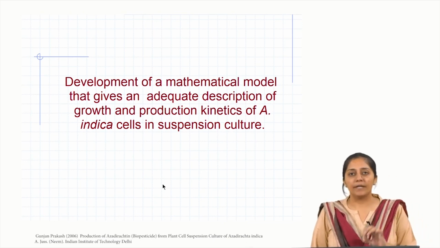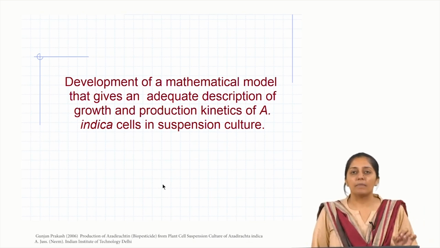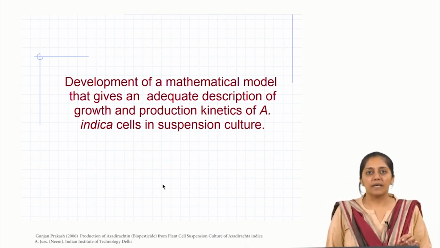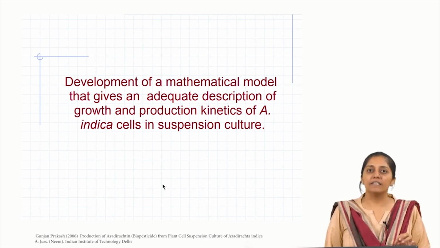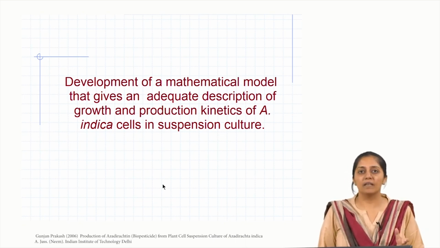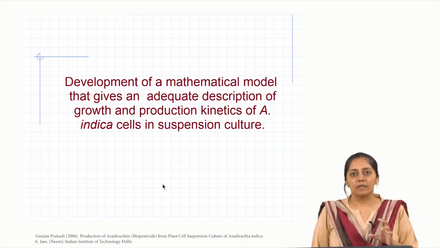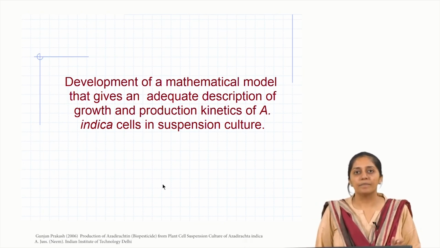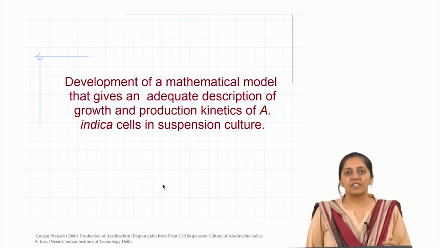Then they went on to establish batch kinetics in different types of reactors: the stirred tank reactor, then the bubble column reactor, and even in the stirred tank reactor they tried different impellers, thereby changing the mass transfer characteristics and the mixing time, and they saw the effect on the batch kinetics.